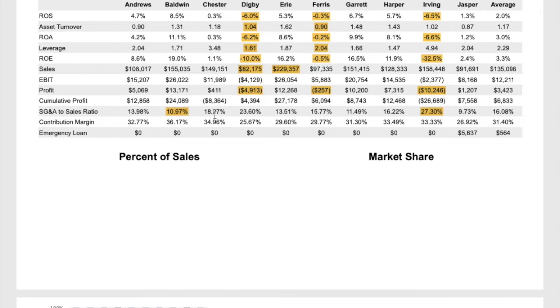Then here's the ratio. So 10%. I would want to point out Team Irvine have 27.3%. That means for every dollar that your company earned, you will spend 27% on SG&A. Then you may really need to look into places where you can cut some of the cost.